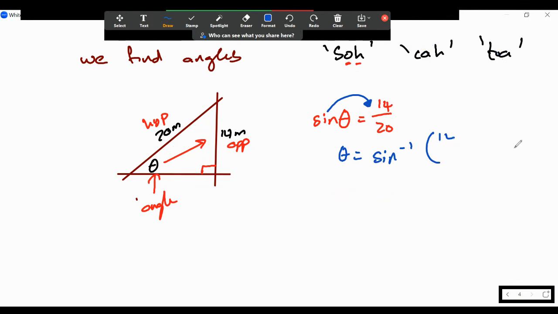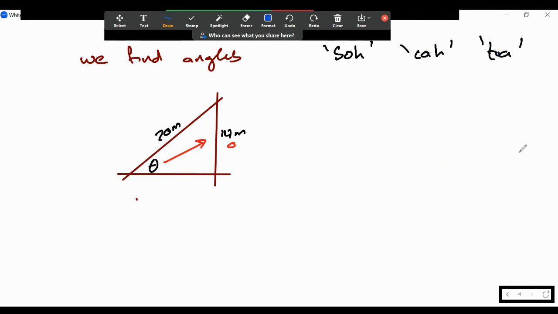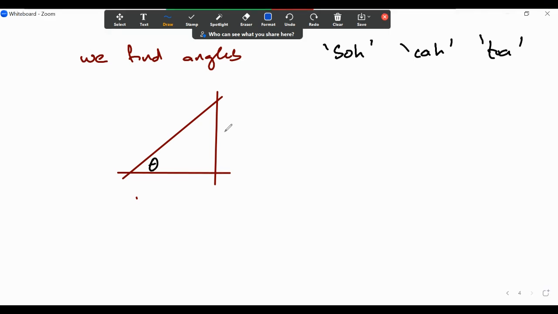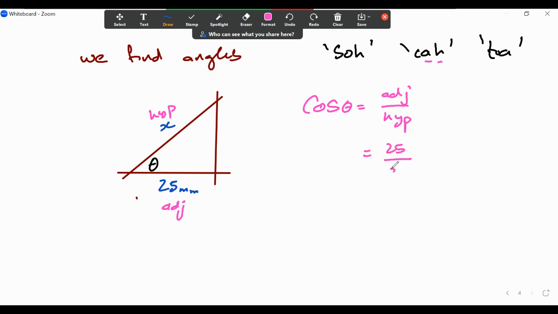Let's repeat this process now, but let's change it up a bit. We still don't know the angle. Let's suppose I'm given 25 millimeters and the unknown x over here. Let's label the sides. This is adjacent. This is hypotenuse. So I've got to use cos, because it's CAH, so cos equals adjacent over hypotenuse. What is my adjacent? 25. What is my hypotenuse? X.